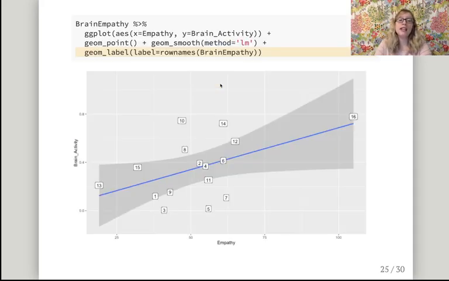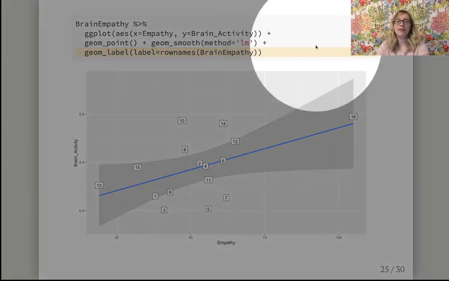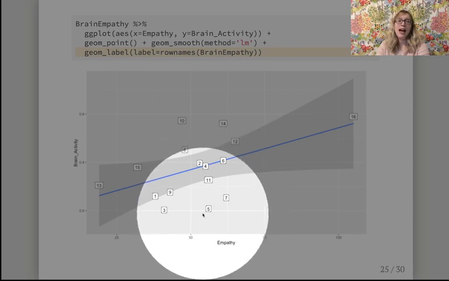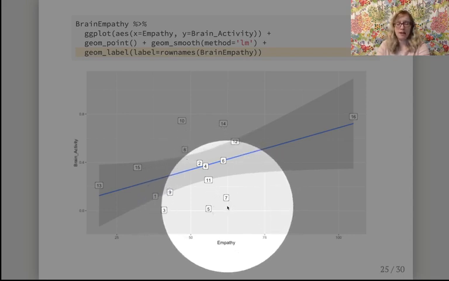Now, if we want to take a look at where those points actually do fall in our data set, here's how we can accomplish this. I can use a label plot geometry to add a label to my plot. And the label is just going to be the row names for brain empathy. So row 1, row 2, row 3, row 4. That's going to indicate the subject numbers. So subjects 5 and 7 are down here. They have the largest negative residuals. However, they're right in line with the trend, so I'm not worried about those.